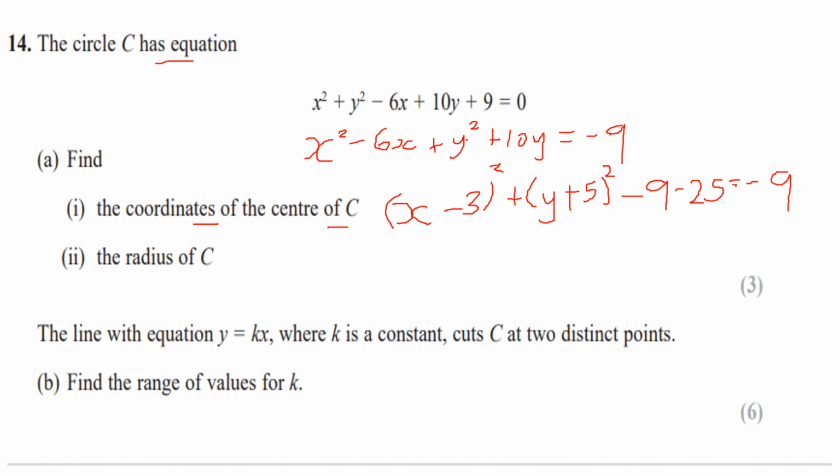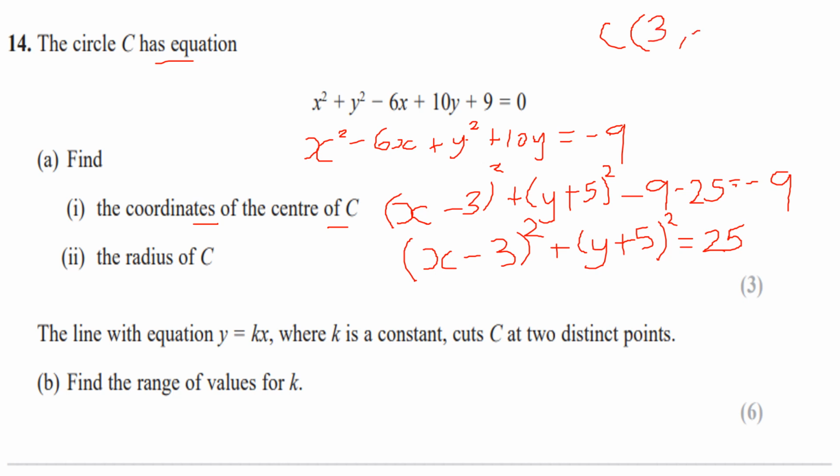Rearrange this, so add 9 to both sides, add 25 to both sides. You will get x minus 3 all squared plus y plus 5 all squared is equal to 25. If you add 9 to both sides, that goes to 0. Add 25 here, it goes to 25. So the coordinates of the center C are (3, minus 5). So you flip the sign inside the bracket. So x is 3, y is minus 5.